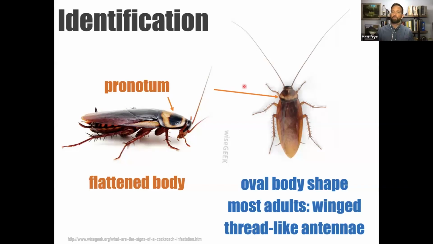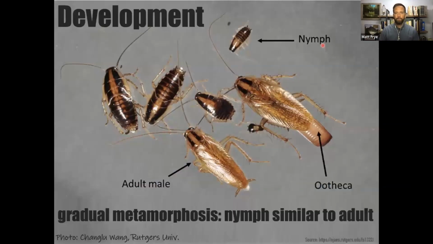In general, their body is oval shaped. Most adults have wings. You could see here in this cockroach, the wings go past the tip of the abdomen, so nice long wings. And they have these really long thread-like antennae that have a bunch of sensors on them that help them detect food and pheromones. For their development, they have what's known as gradual metamorphosis, where the nymphal stage looks very similar to the adult stage. The nymphs, in this case, are much smaller than the adults, and then the adult has often large wings.